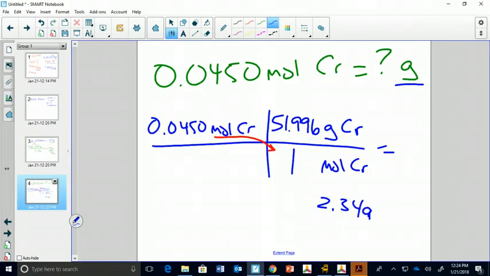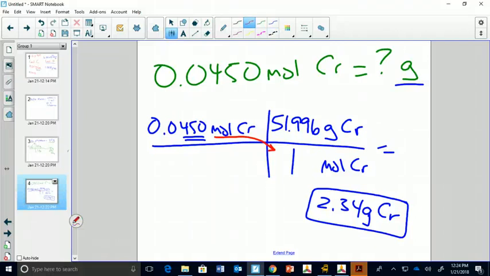2.34 grams. Is that correct? Yes, 2.34 grams of chromium. Notice I have 3 significant digits, and that's because those 3 are significant. The 4, 5, and that final 0 at the end are significant. So, again, all I did was simply just multiply these two things together. 0.0450 times 51.996. So again, this is for us to go from moles to grams.